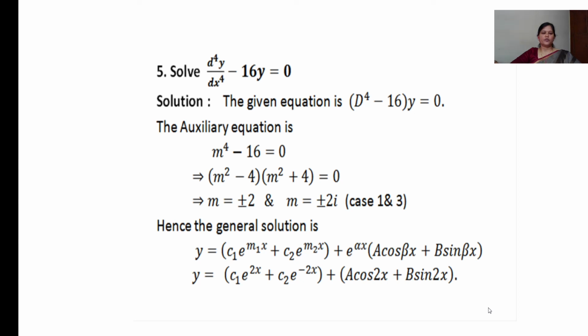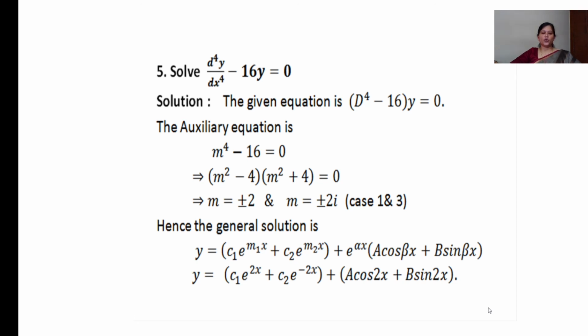So then m⁴ − 16 we can write as (m²)² − 4². Using the a² − b² = (a + b)(a − b) formula, m⁴ − 16 becomes (m² − 4)(m² + 4) = 0. So m = ±2 and m = ±2i we will get. See, m² = 4 means m is ±2. m² = −4 means m is ±2i.